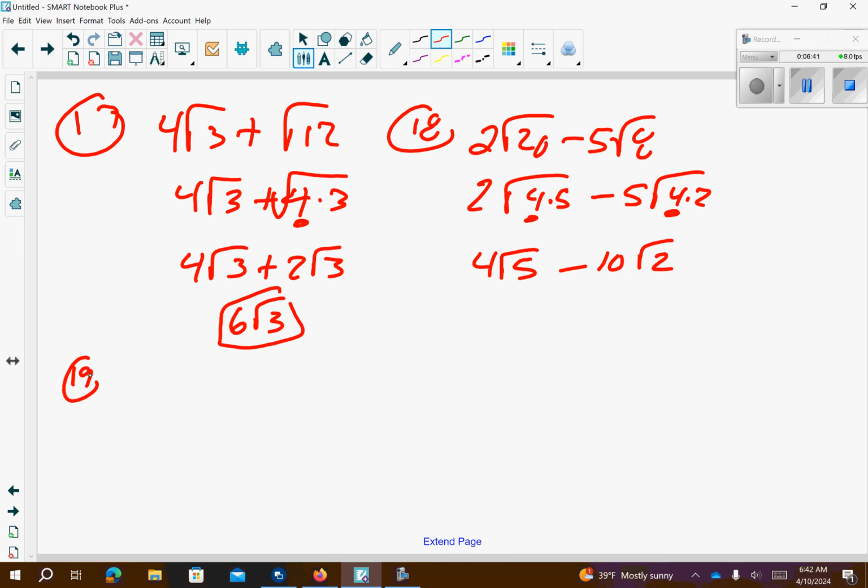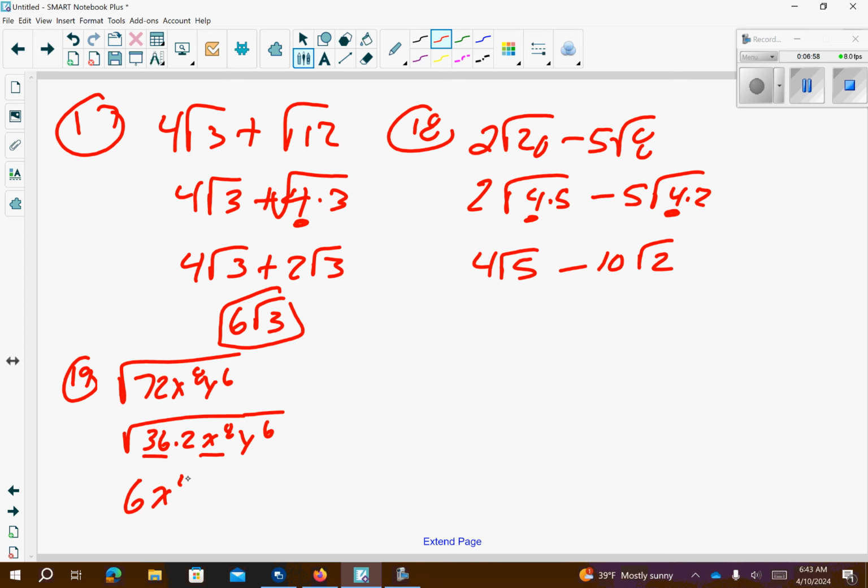Number 19, I got root 72, x to the 8, y to the 6th. So I can break 72 down to 36 times 2. X to the 8 can stay as is for right now. Y to the 6th, because they're both even exponents. Square root of 36 is 6. Square root of x to the 8 is x to the 4. Square root of y to the 6th is y to the 3rd. Just take half of it. Then I'm left with a square root 2 behind.